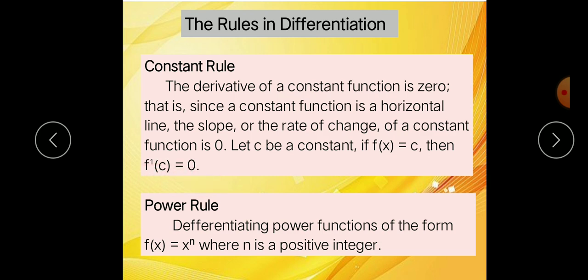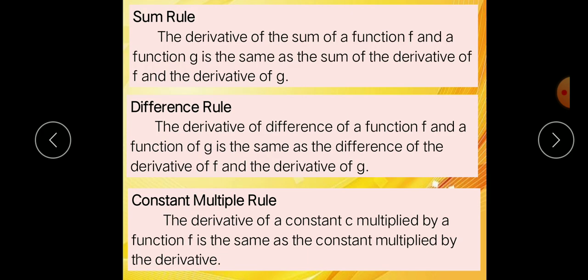Next is the power rule. Differentiating power functions of the form f of x equals x to the power of n, where n is a positive integer. Next is the sum rule. The derivative of the sum of a function f and a function g is the same as the sum of the derivative of f and the derivative of g. Next is the difference rule. The derivative of the difference of a function f and a function g is the same as the difference of the derivative of f and the derivative of g.